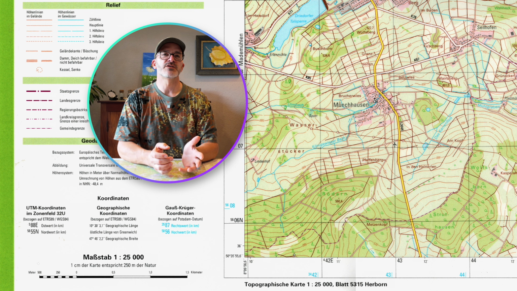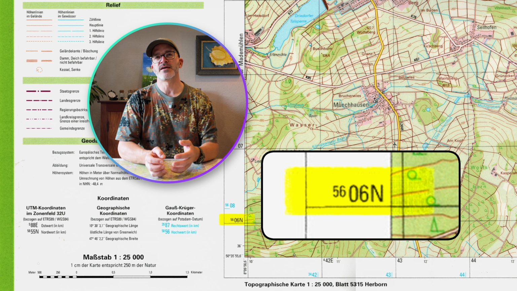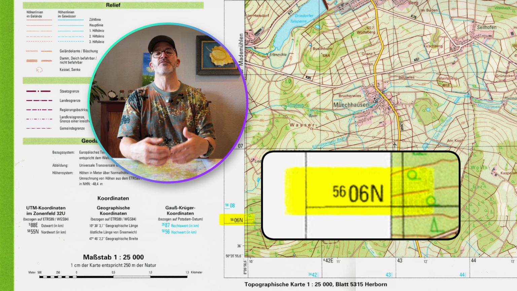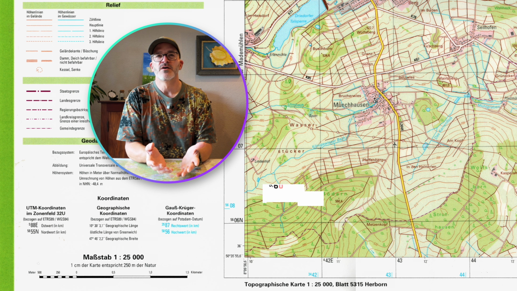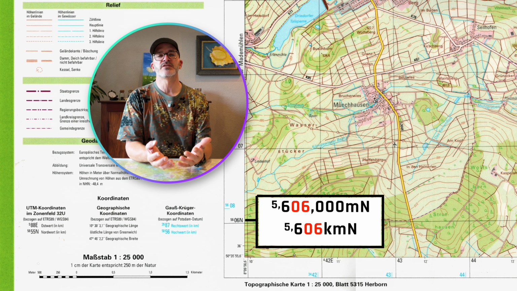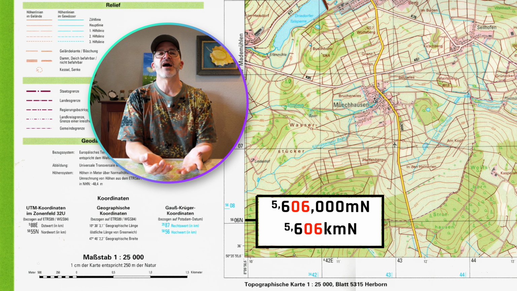In the left margin, we can see that it is marked 5606N, and you know now that the last two larger digits are the principal digits, which indicate the next 1,000 meter square. When taken together, though, we can see that the grid line actually lies 5,606,000 meters, or 5,606 kilometers north of the equator.